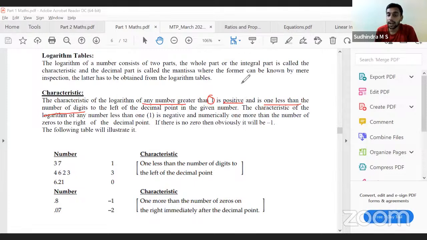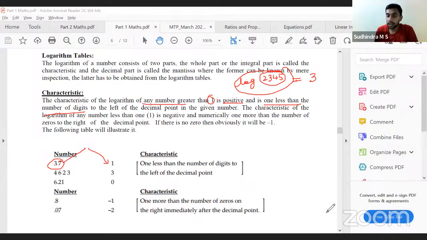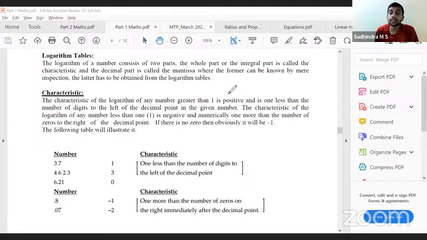So if I want the logarithm of 2345, what would be my characteristic? 3. My characteristic would be 3. Why? Because 4 digits minus 1. Similarly, the characteristic of the logarithm of 37 would be 1, because we have 2 digits minus 1.